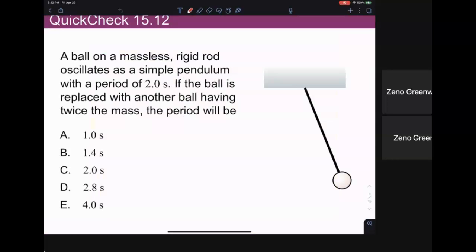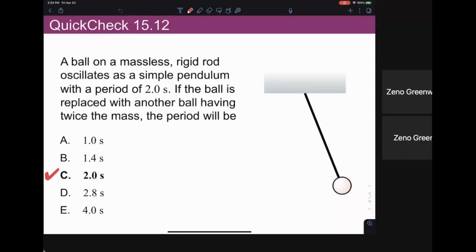In Quick Check 15.12, a ball on a massless rigid rod oscillates as a simple pendulum with a period of 2.0 seconds. If the ball is replaced with another ball having twice the mass, the period would be which of the following? Well, the period depends on the length of the pendulum and g, and not on the mass. So the period won't be affected if we double the mass, and the answer is still 2.0 seconds.